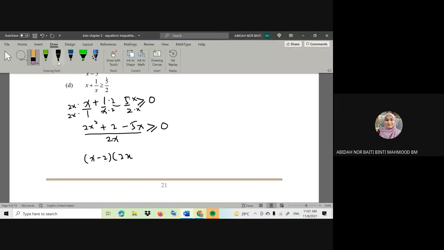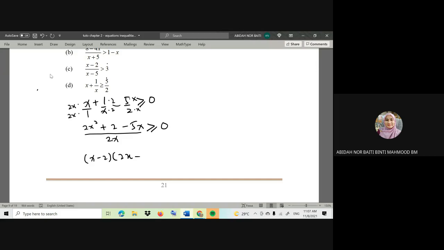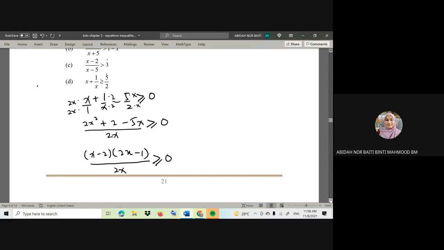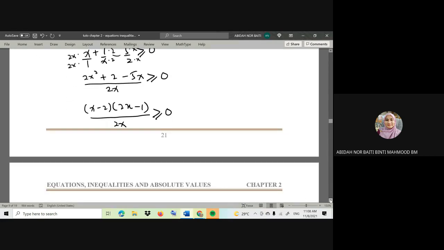Okay, factorize your numerator: 2x minus 1 over 2x greater equal 0. Here we have 3 factors. Three linear factors means that you have to find 3 values of x. Kita mesti ada 3 values of x. So at your numerator, your x are 2 and half.